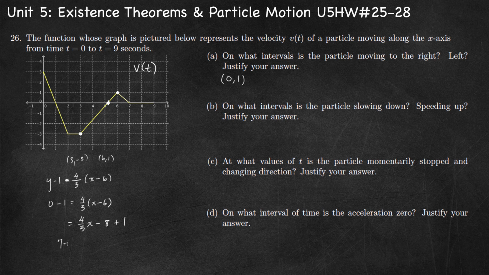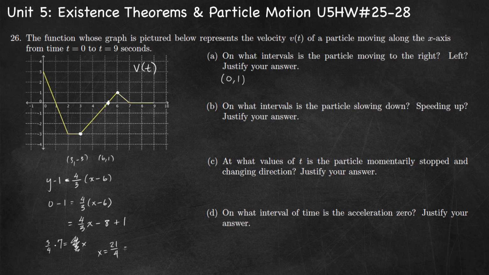So then I have 7 equals 4/3 x, and I can multiply both sides by 3/4, which will get rid of this. So x equals 21/4. So that is 5.25. So my guess of 5.2 was pretty close.